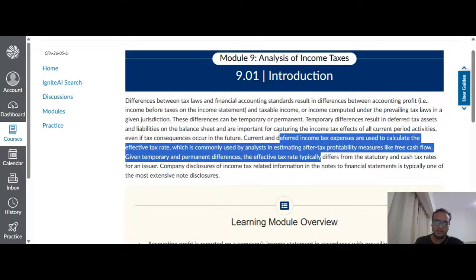Given temporary and permanent differences, the ETR typically differs from the statutory and cash tax rates for the issuers. For example, if the statutory tax rate is 17%, your deferred tax plus your current tax, or your effective tax rate, will not necessarily be 17%, because there will be certain expenses which are not allowed as deduction for tax purposes, which is a permanent difference, or certain categories of income which are never taxable, maybe because of a tax holiday or because of the legislation's statute. This always creates a permanent difference.